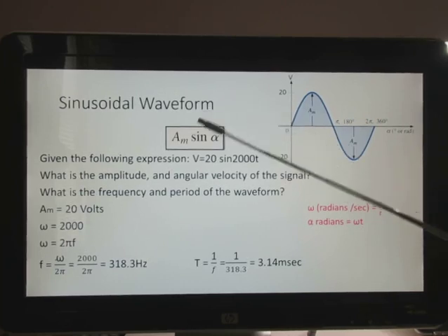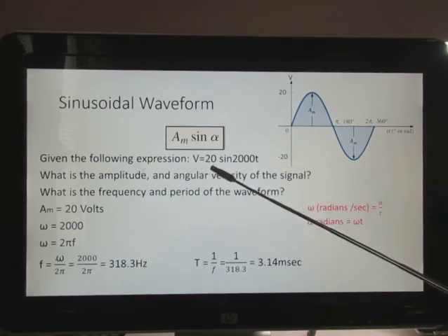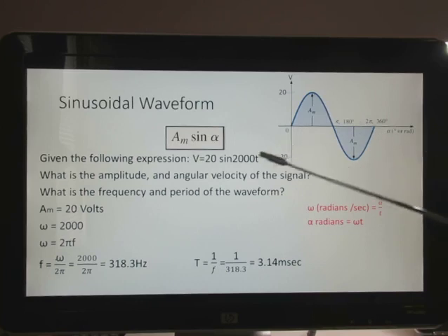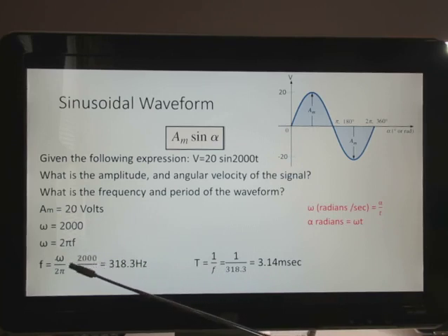Now here is the expression of a sinusoid, and here's a problem where we're given this expression: 20 is the amplitude, sine 2000t, the angular velocity is 2000. What's the amplitude? It is 20. And what's the angular velocity? It is 2000. What's the frequency? We can do the angular velocity equals 2 pi f, and we can determine the frequency. Then we can determine the inverse of the frequency to determine the period.